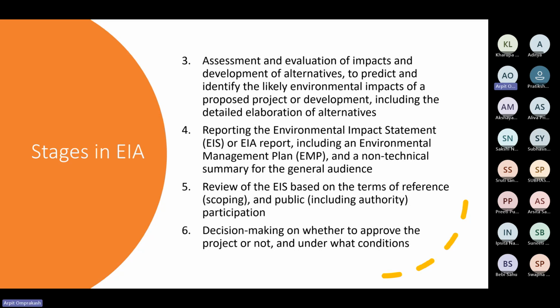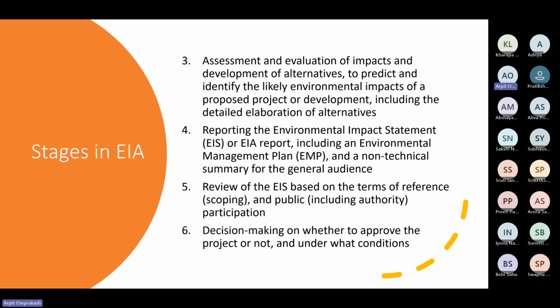Then the fifth step is reviewing of the EIS based on the terms of reference that was done during scoping and public participation. So basically, we want to know what's the public opinion, whether people are happy with the dam here, whether people think it's good, it's bad for them, and basically involving them and the authority into the decision making. And then finally, decision making, whether to approve the project or not and under what conditions.